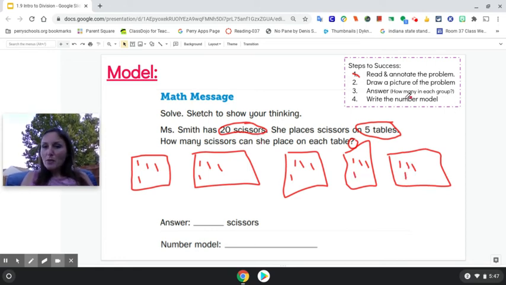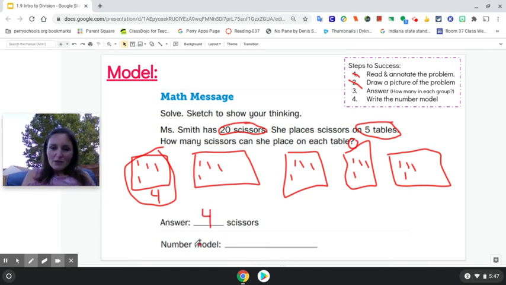All right, so I drew my picture of the problem and I divided up my scissors. Now it says, how many are in each group? How many scissors did I get? Well, I have 1, 2, 3, 4. All right, so I have 4 in this one. Do they all have 4? Let me see. 1, 2, 3, 4. Good. So what's my answer? How many are in each group? Well, this one group here has 4.